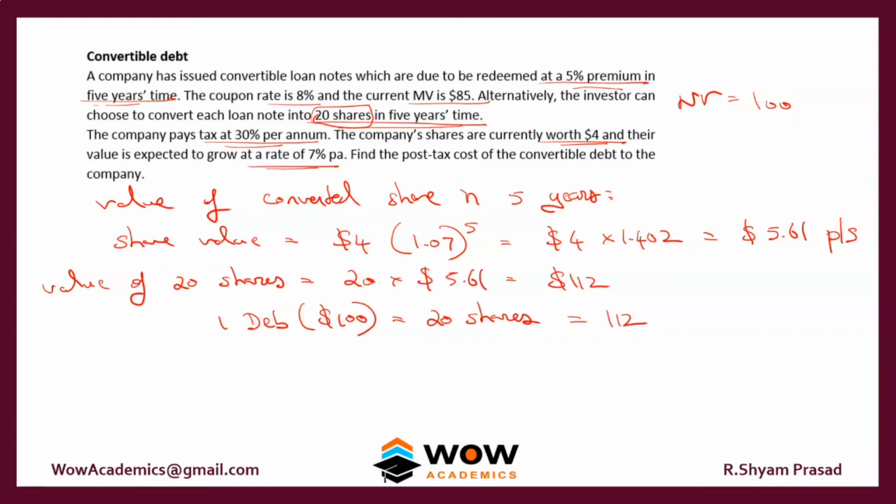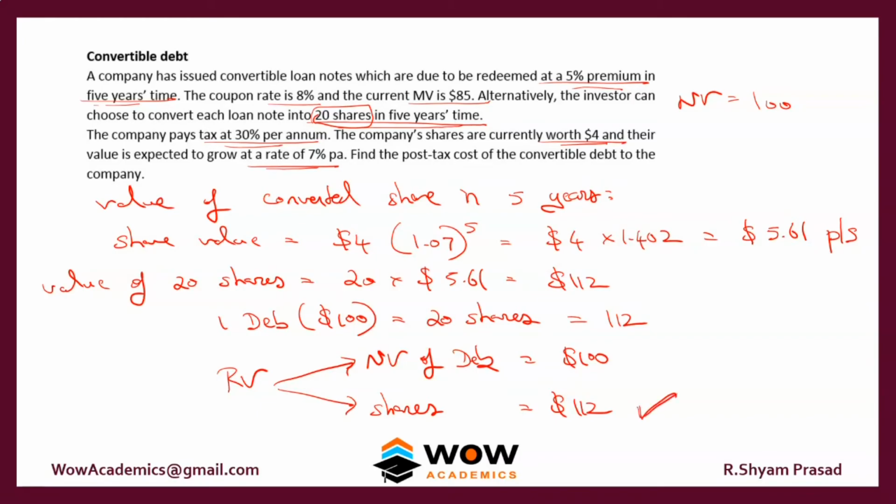So now the question is this: which will be the redemption value? Redemption value will either be the nominal value of debenture, which is $100, or it would be the shares. The shareholder will redeem it at 112. So which one will he choose? Whichever is higher, that means he will choose 112. So that's about the convertible option. So he has the option to convert the bond into shares and he will get 112 as a redemption value. From here on, it is a normal redemption problem. Okay, it's a normal redeemable debt problem.